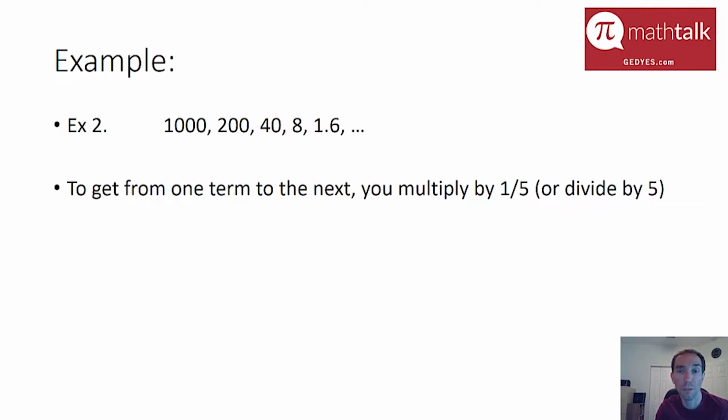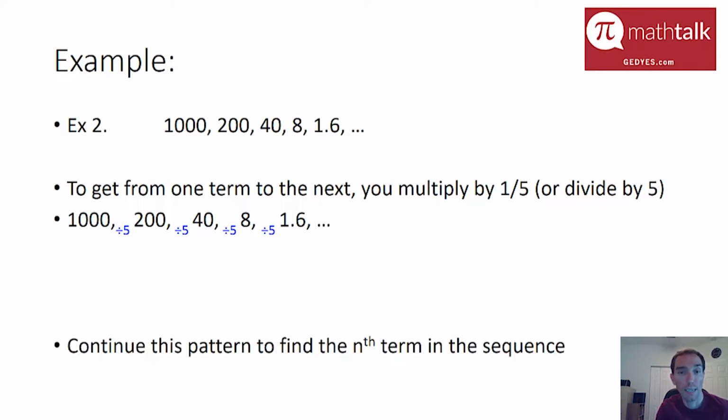Because I prefer whole numbers over fractions, I'm just going to say I'm going to divide by 5 every time. 1,000 divided by 5 is 200, divided by 5 is 40, divided by 5 is 8, and divided by 5 is 1.6. And just like in the last example, you can continue this pattern of dividing by 5 to find really any term in the sequence that you want.